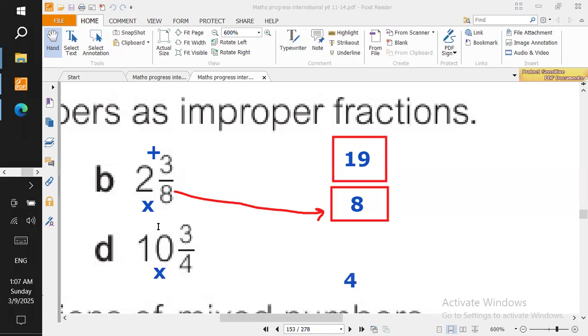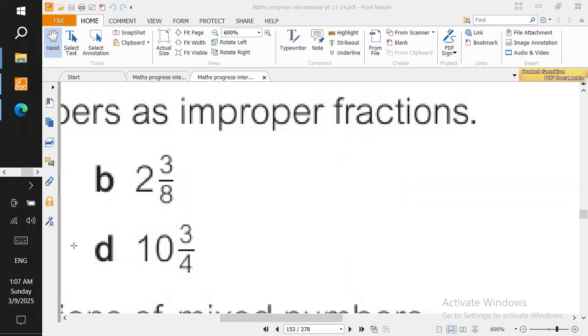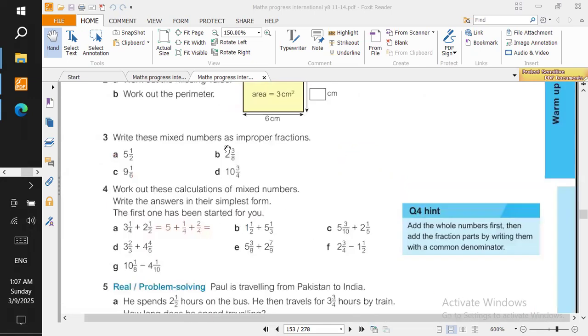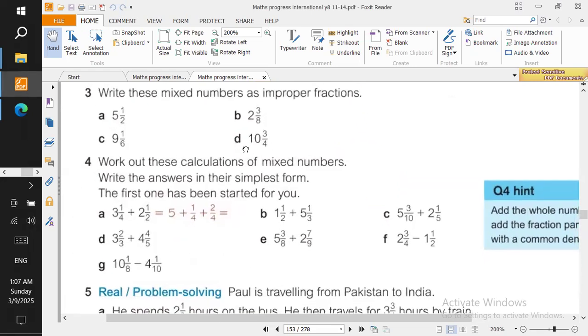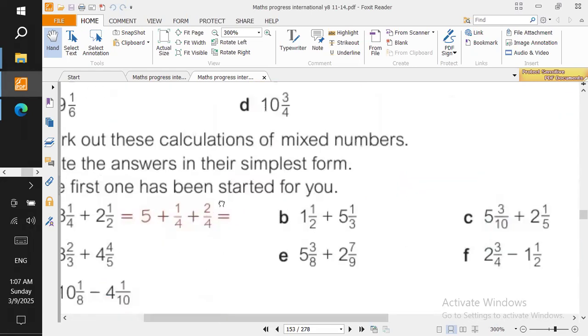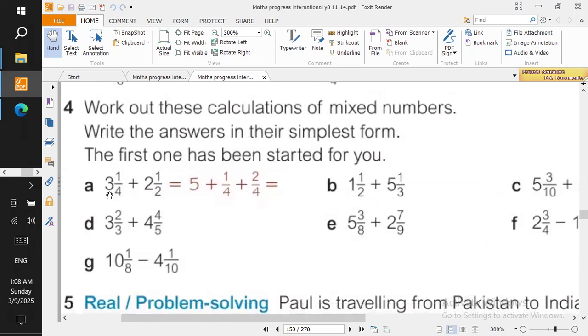Here, multiply, here, add. So 4 times 10 is 40. 40 plus 3 is 43. And that's the improper fraction of 10 and 3 over 4. And this is how you answer a question like this, turning mixed numbers into improper fractions. You can do it with these steps, or you can use the calculator to find the improper fraction of these mixed numbers. Now, same idea, we're going to use them to solve questions like these.